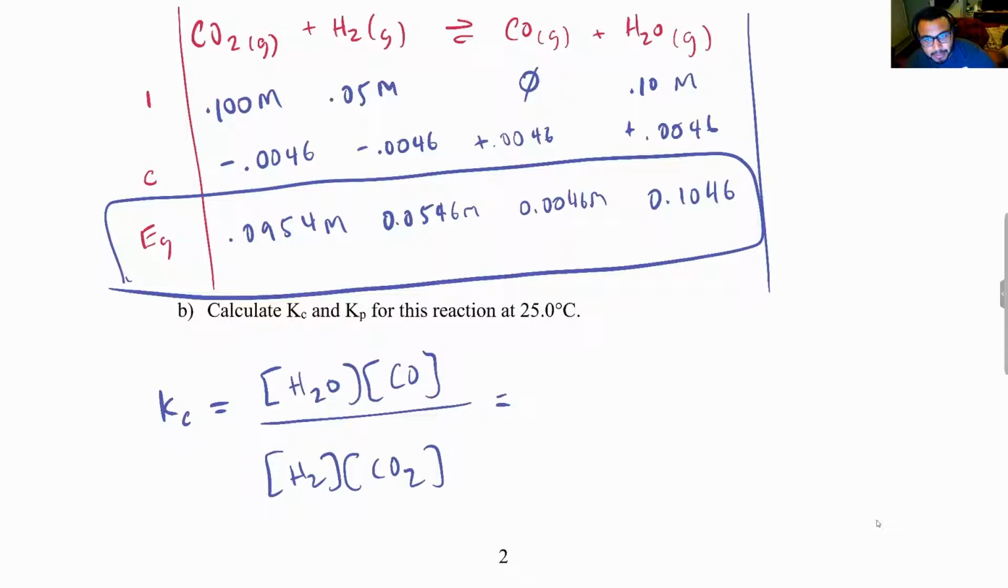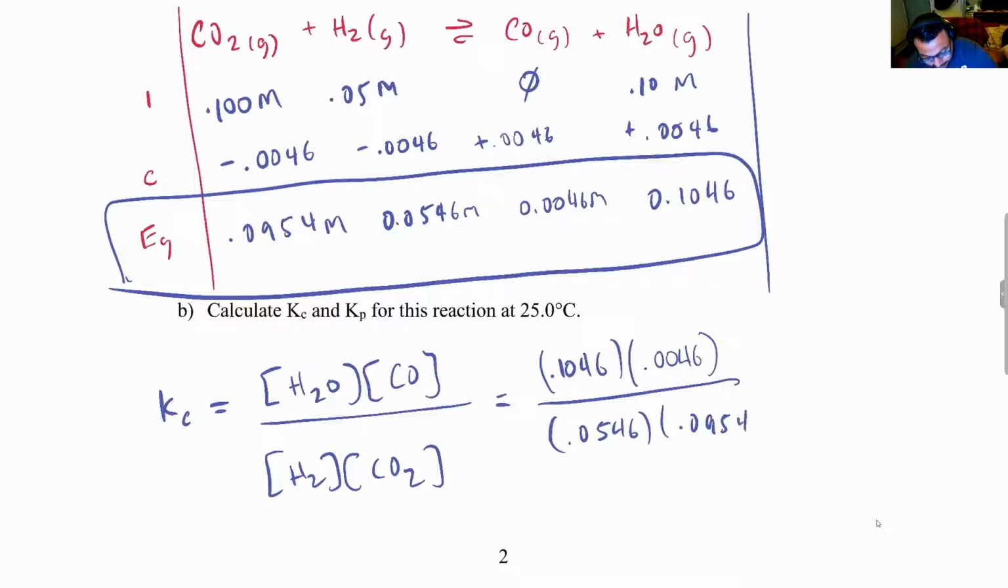So H2O has a value of, I don't need to put it in brackets anymore, 0.1046, 0.0046 all over 0.0546 and 0.0954 rather. And that will give us our value for our Kc. 0.1046. Okay, so then I have my number, 0.0923. That is equal to my Kc value.